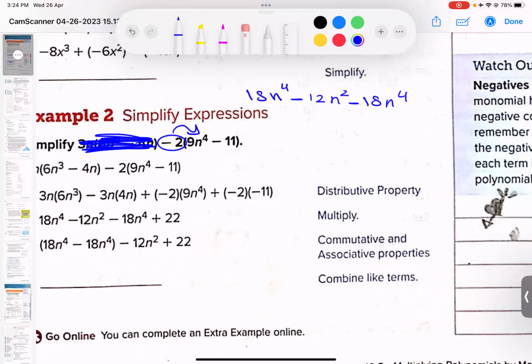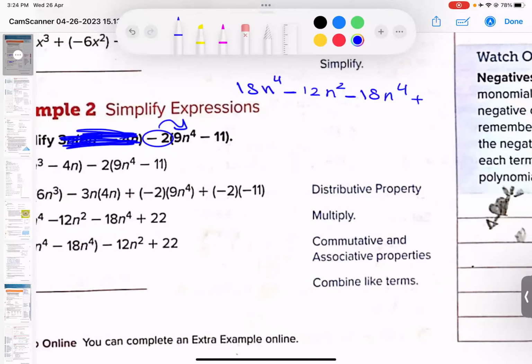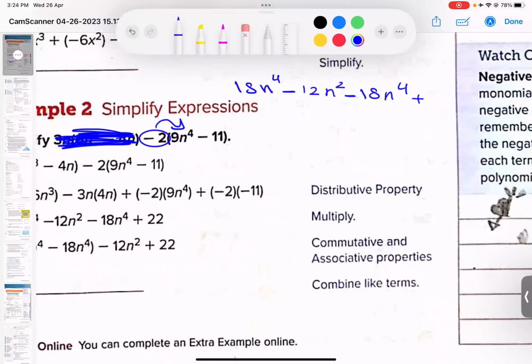By the way, this one is supposed to be positive. Do you know why positive? Because negative times negative is positive. Yeah, 2 times 11, 22. Yeah. Right now, I'm going to ask you a question. So, am I done or not?